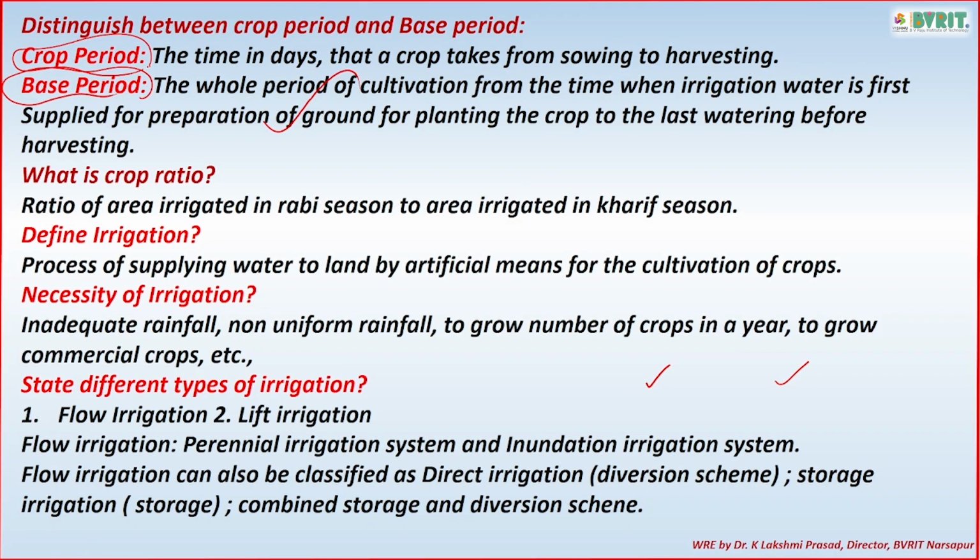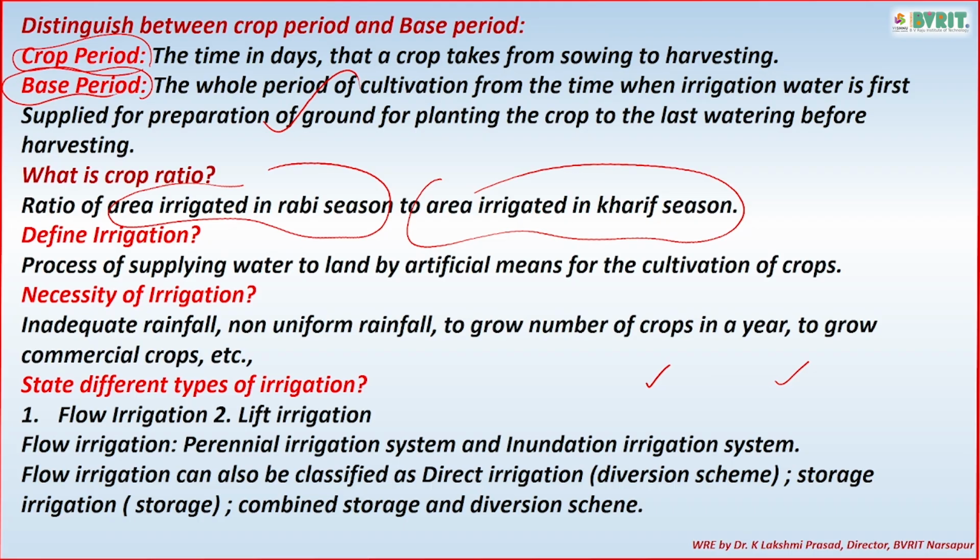Right? Then what is crop ratio? Crop ratio is something related to seasonal variation. That means the area irrigated in Rabi to the area irrigated in Kharif is what we call crop ratio. Rabi crop area divided by Kharif crop area is what we call crop ratio.